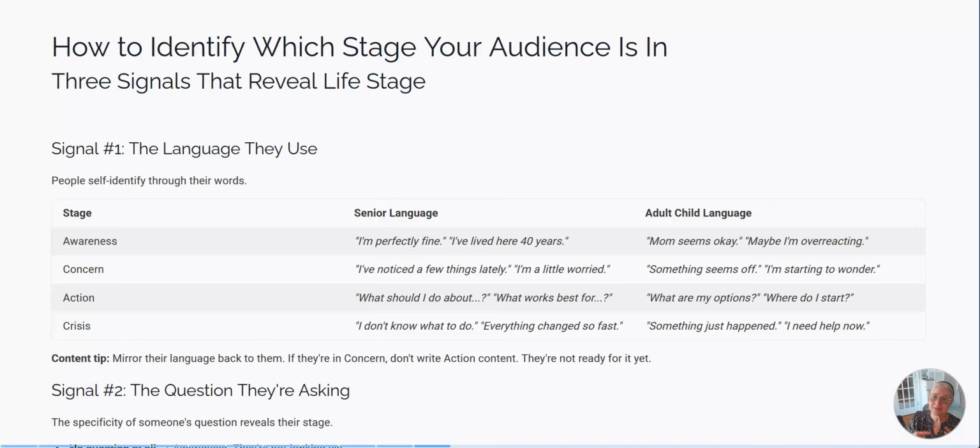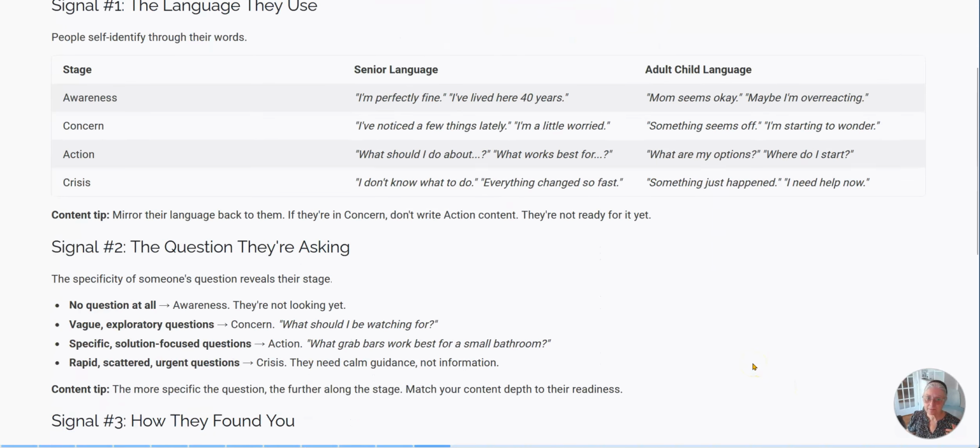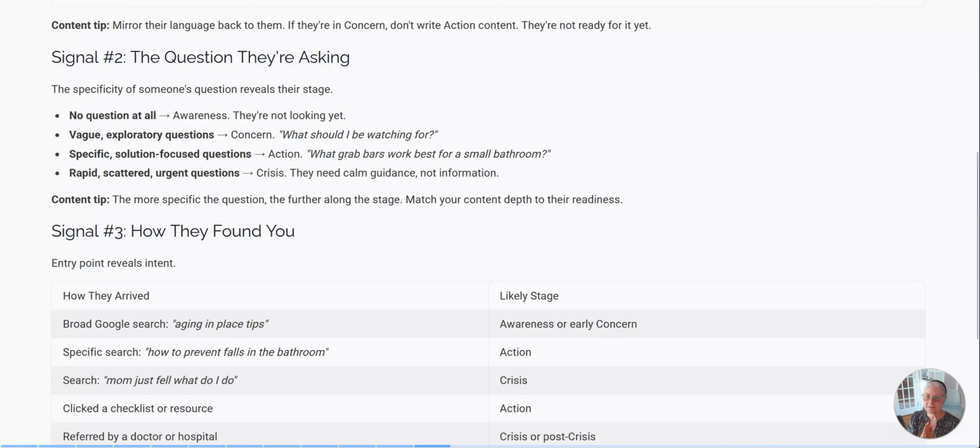If the senior says, I've noticed a few things lately and, I don't know, I'm a little worried. And you can say, I absolutely hear you that you've noticed a few things and you're worried. Let's see if I can help you, or whatever you want to say. All right, again, you can read this in the PDF. I don't want to read every single piece.